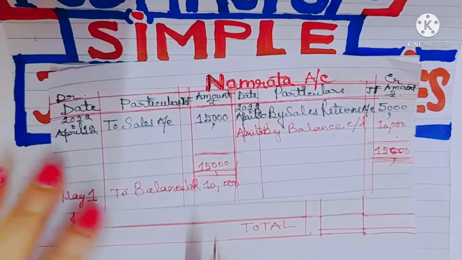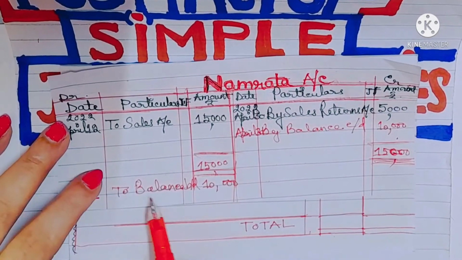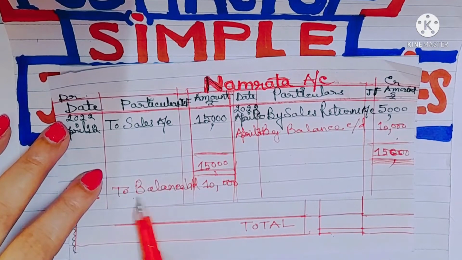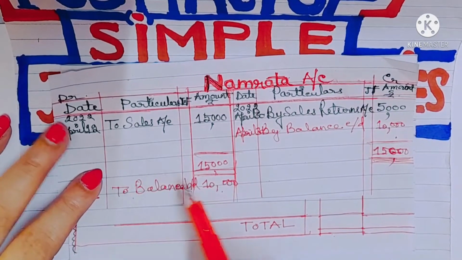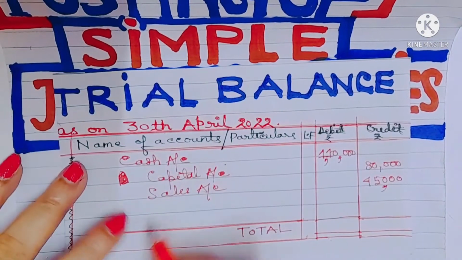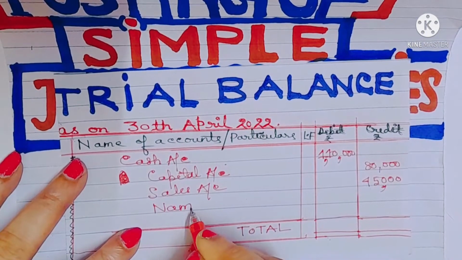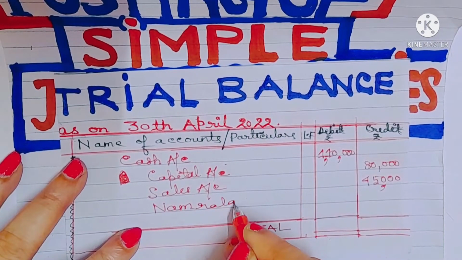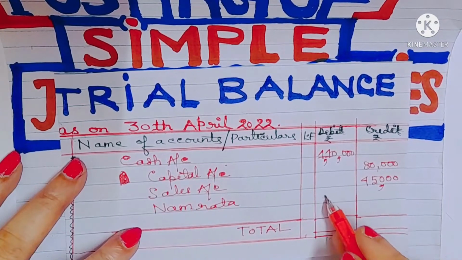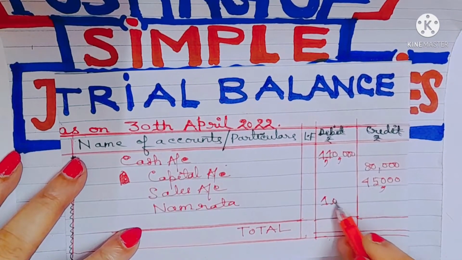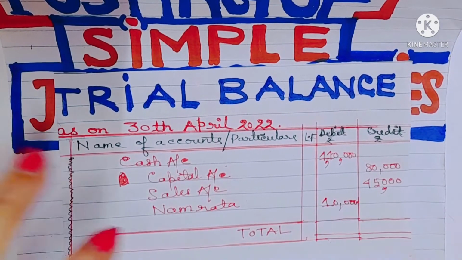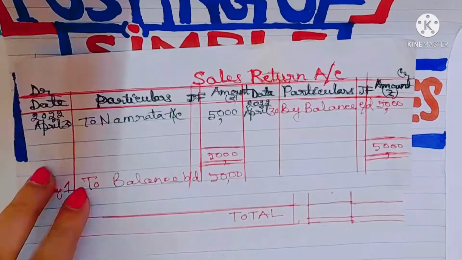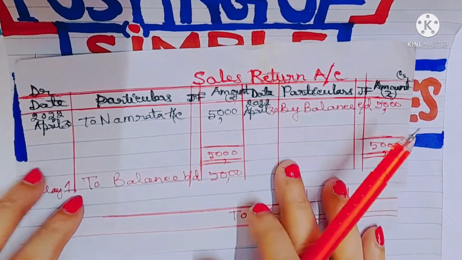The next account is Namrata account. See, Namrata account is a debit balance. To balance b/d 10,000 beneath the debit total. So let's write Namrata account 10,000. Let's see the next account. Sales return account is a debit balance.